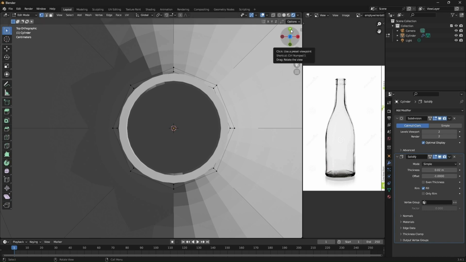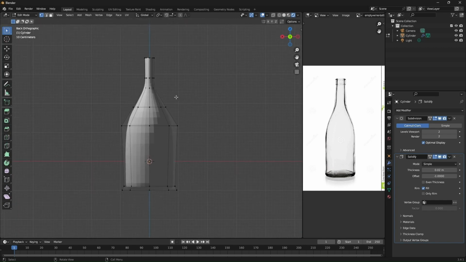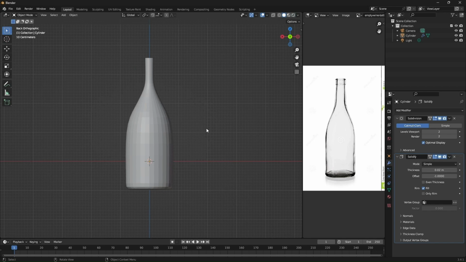Okay, switching back into the Y-axis view. And let's go into object mode and switch the lighting on this. So now this model closely matches what we have as a reference. I think we can now start to smooth out this model. So I'm going to just select it and then shade smooth.